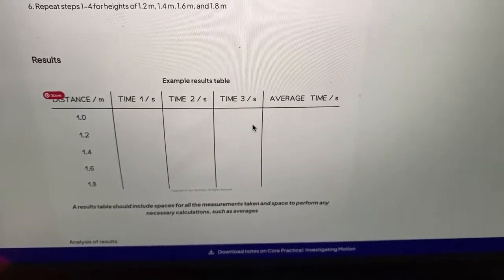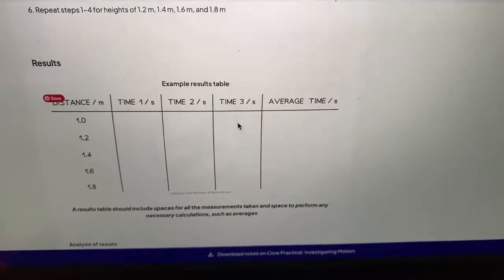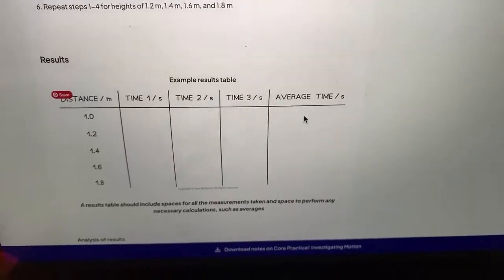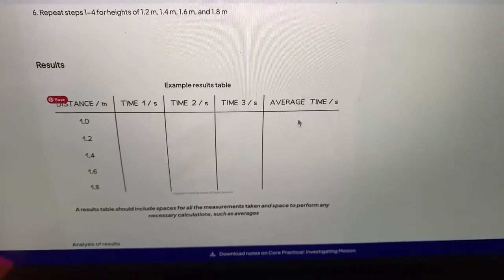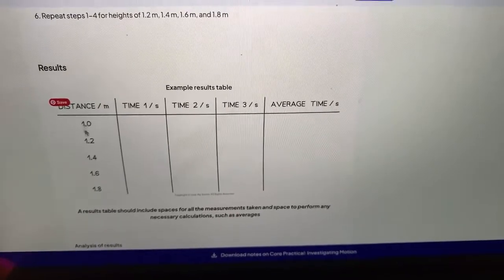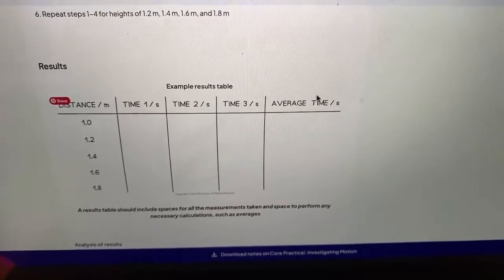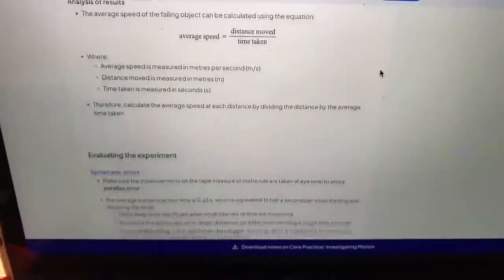So do time 1, time 2, time 3, add them up, divide them by 3, and that gives you the average time. And then you would plot the average time on your x-axis and your distance on your y-axis and see what happens, yeah? But they've got a lovely description of it here.